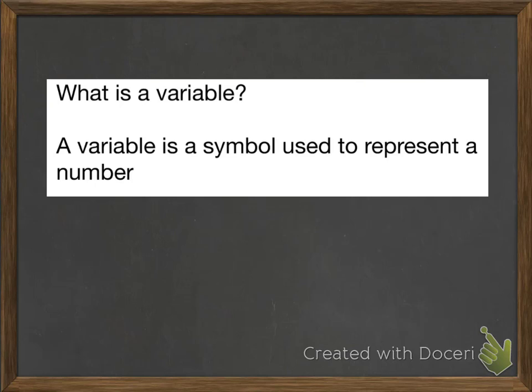Oftentimes, you might be familiar with symbols such as x or y or z. Sometimes we use other letters like a or b. Sometimes mathematicians run out of the alphabet, and so then they steal symbols from the Greek alphabet. So you might see symbols like alpha or beta, pi, for example. You've probably seen that before. And sometimes mathematicians just make up their own symbols altogether.